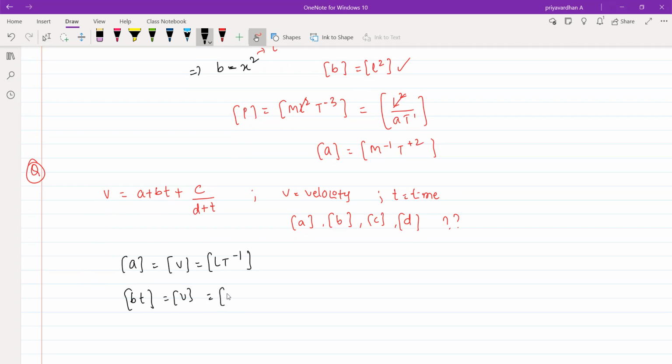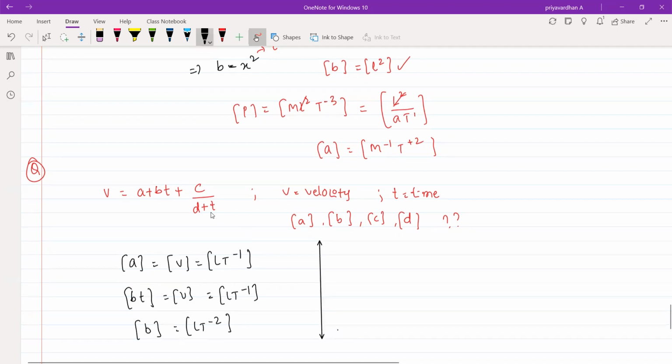So here also, L T inverse will come. But here one more t is there, no? If it comes this side, B will turn out to be L T power minus 2. Good. So far I'm getting the correct answers. So from here, we'll try to find the dimension of D. Simply by closing your eyes, you can say the dimension of D. Why? D and T are separated with plus. So you can say that the dimension of D is nothing but time. T power 1, you can write it.